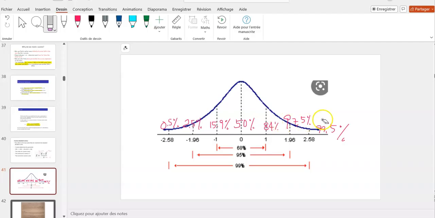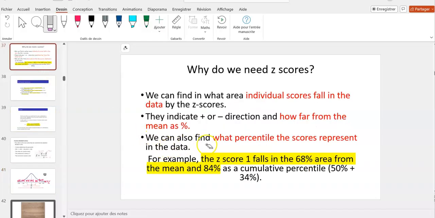So how far they are from the mean, the score, and then if it is more than plus or minus 3, that is an extreme score, and we call that an outlier. Then we can also find what percentile, how much percent, the position of the test score we can see.